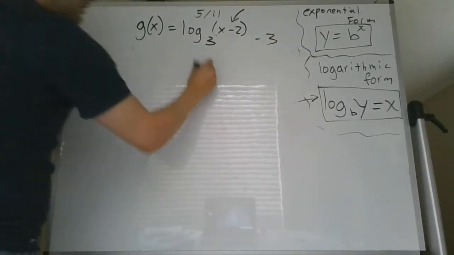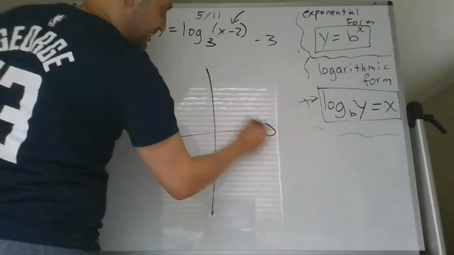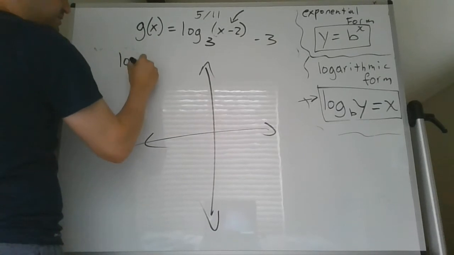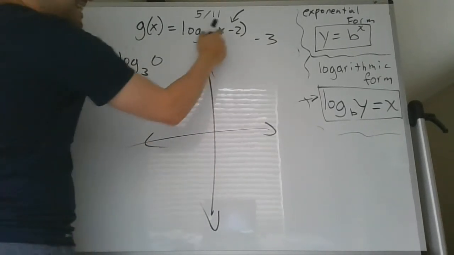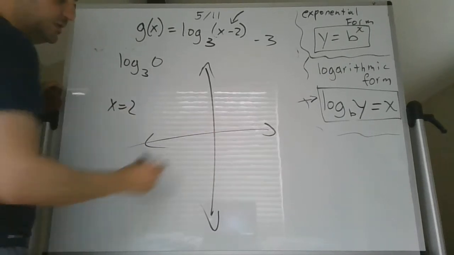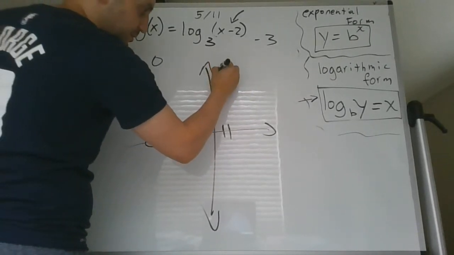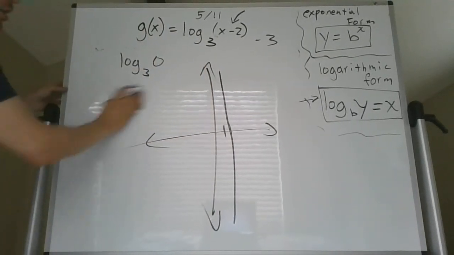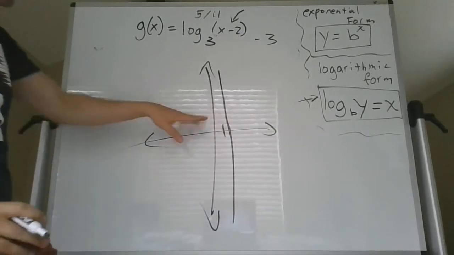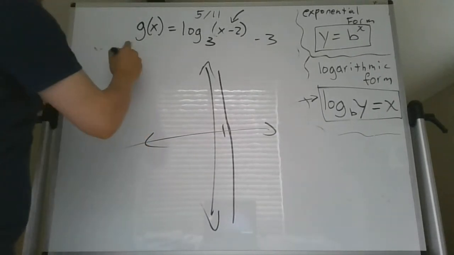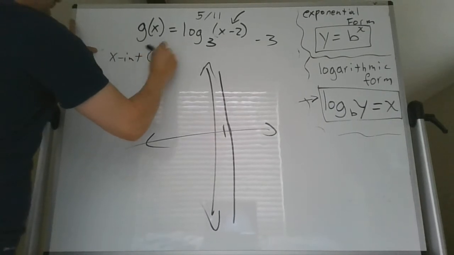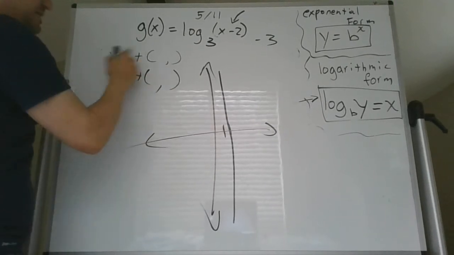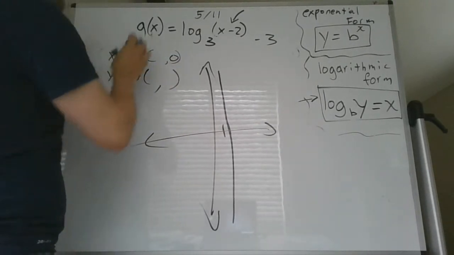I'm going to do the fastest way I could possibly graph this. The asymptote, this cannot be 0, because we cannot have log base 3 of 0. To make that 0, x would have to be 2, so I'm going to go to x equals 2. Now I'm going to ask myself, what's the x and y intercept? Let's do x-intercept, and I'll do y-intercept, because I don't know which way this is going right now. It looks confusing. X-intercept, y equals 0.